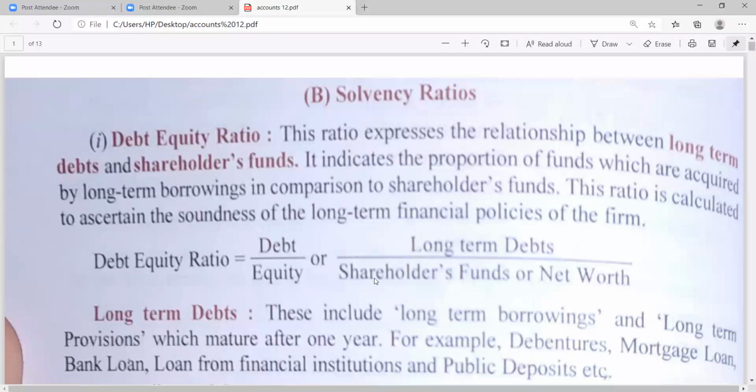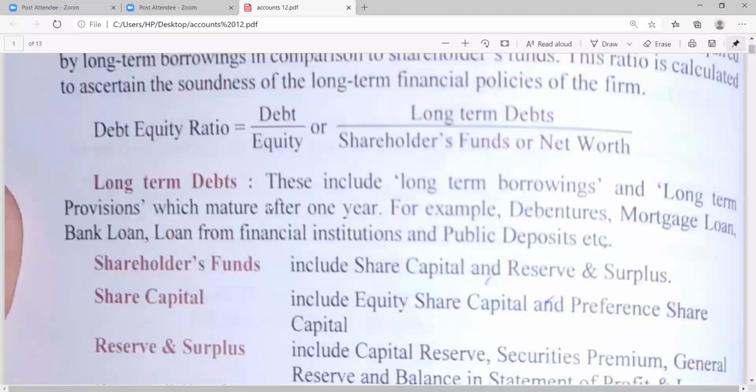Let's see what items consist of long-term debts. It includes all the long-term borrowings and all the long-term provisions which mature after 1 year. Long-term means which is to be paid after 1 year; those within 1 year are current liabilities. For example, debentures, mortgage loan, bank loan, loan from financial institution, and public debt. The shareholder fund consists of share capital, which can be equity share as well as preference share capital, and reserve and surplus.